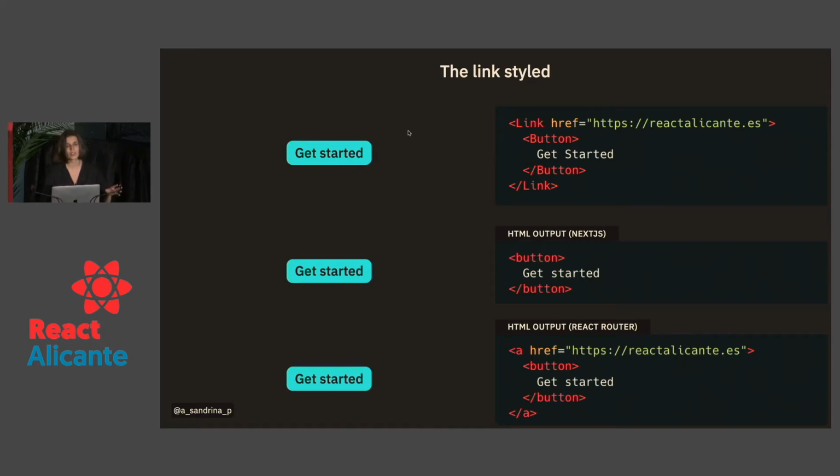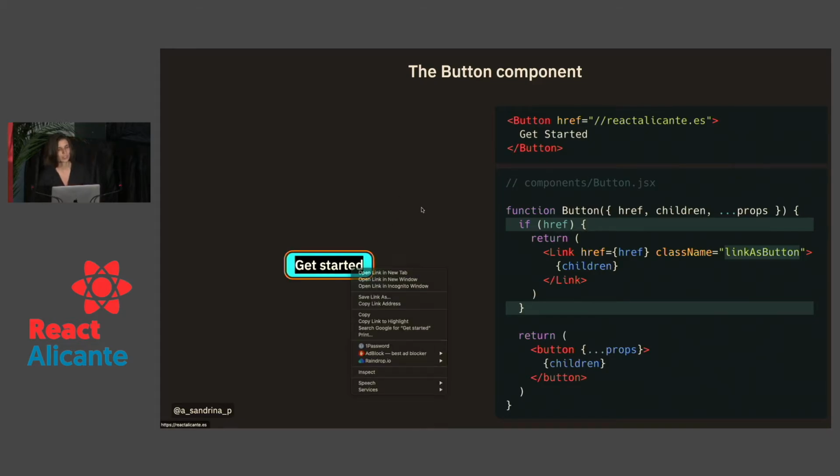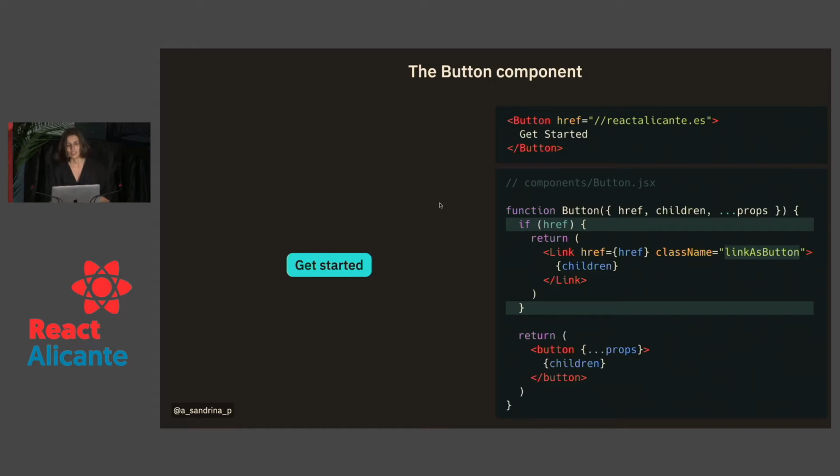How? Well, there are many ways, but here a proposal. So we have a button component that accepts the href prop with a link. And then the component itself, well, if it's an href, please let's render a link that looks like a button. Otherwise, let's render the actual button. And yay, you have a link that looks like a button and it behaves like a link. Okay, this is the first example.